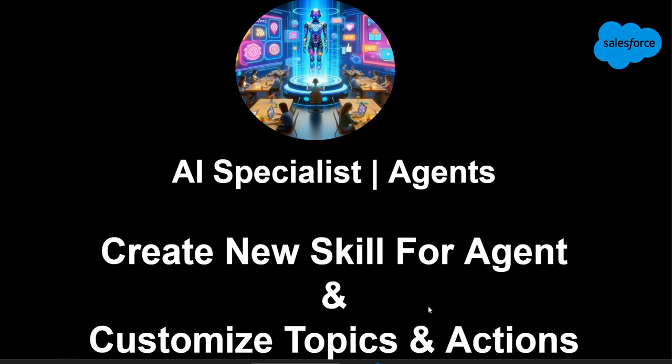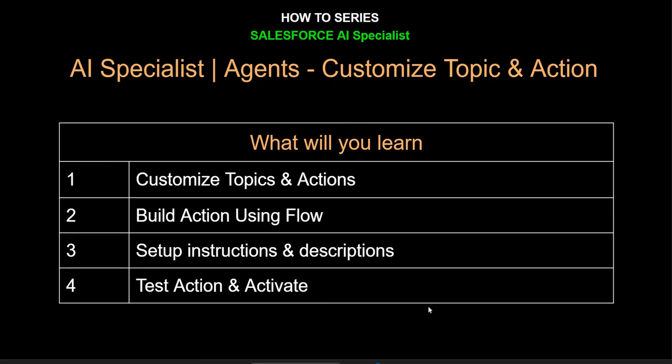In this video, we're going to see how we can create a new skill for our agent and then start customizing the standard topics and actions. So this is what we are going to learn. We will pick up a business use case and then start customizing topics and actions, and then make our AI more intelligent in solving some of the business use cases or problems.